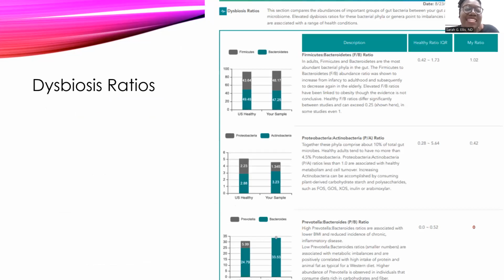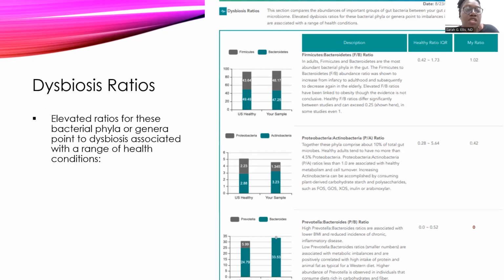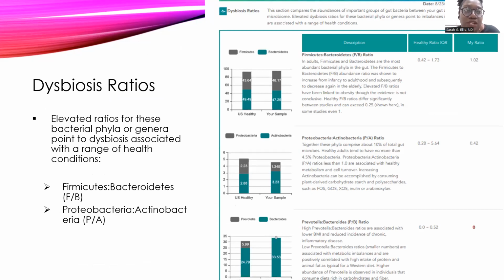We also look at dysbiosis ratios. So not only are we looking at the composition of each of these phyla, but we also look at how they exist with each other. So elevated ratios of these phyla point to dysbiosis, and it's associated with a range of health conditions. We compare Firmicutes to Bacteroidetes, Proteobacteria to Actinobacteria, and Prevotella to Bacteroides.